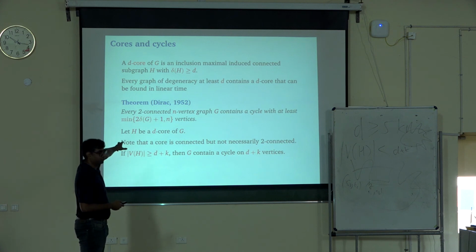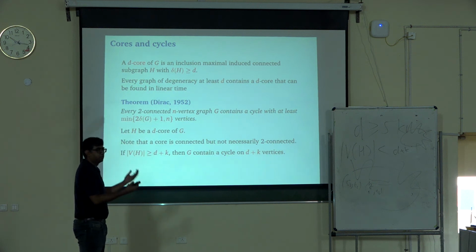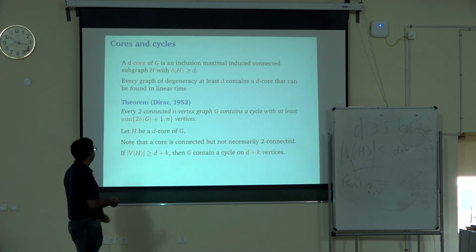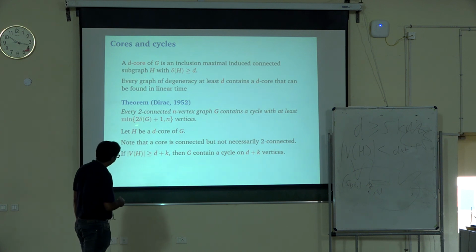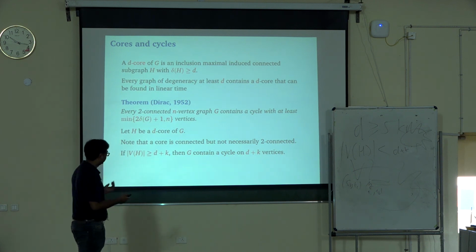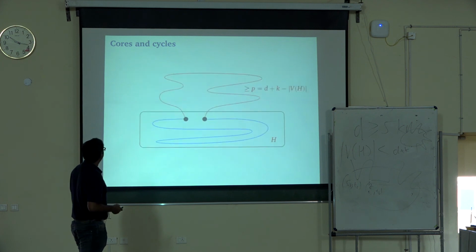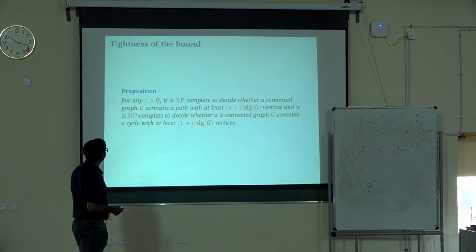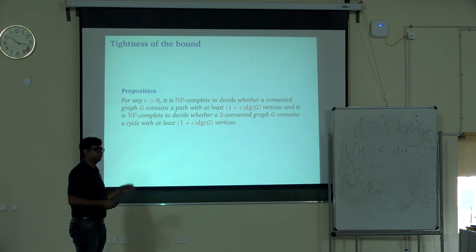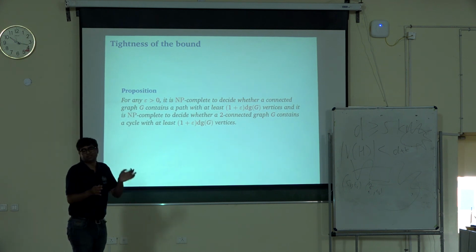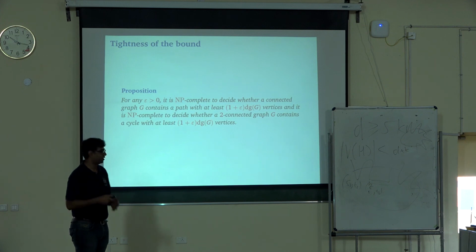There I needed to use this long path, but for a two-connected graph there is a theorem by Dirac which says exactly the same thing, but with respect to a cycle: if you have a graph with minimum degree, there is a cycle of length 2 times minimum degree plus 1. And we could also prove that asking whether there exists a path of length d plus epsilon times d is not possible, by a standard NP-hardness reduction.